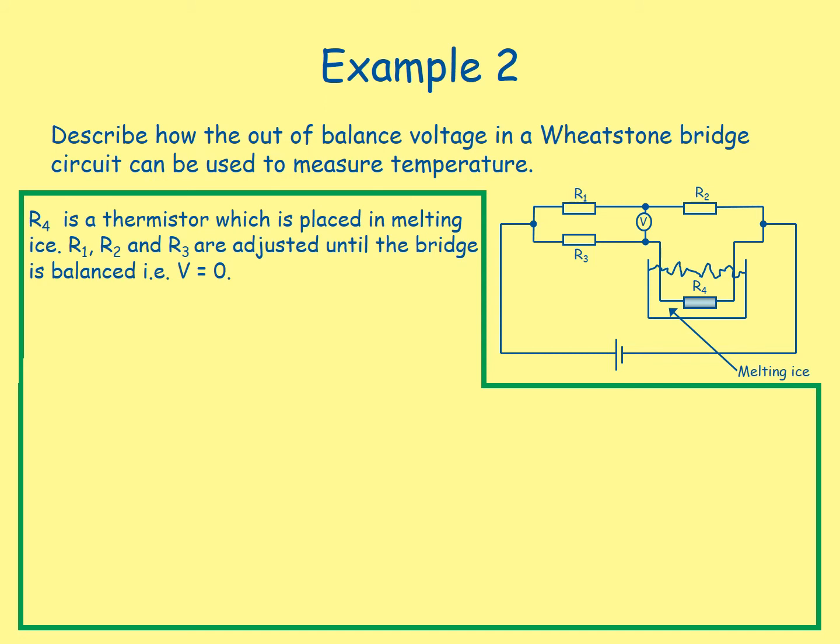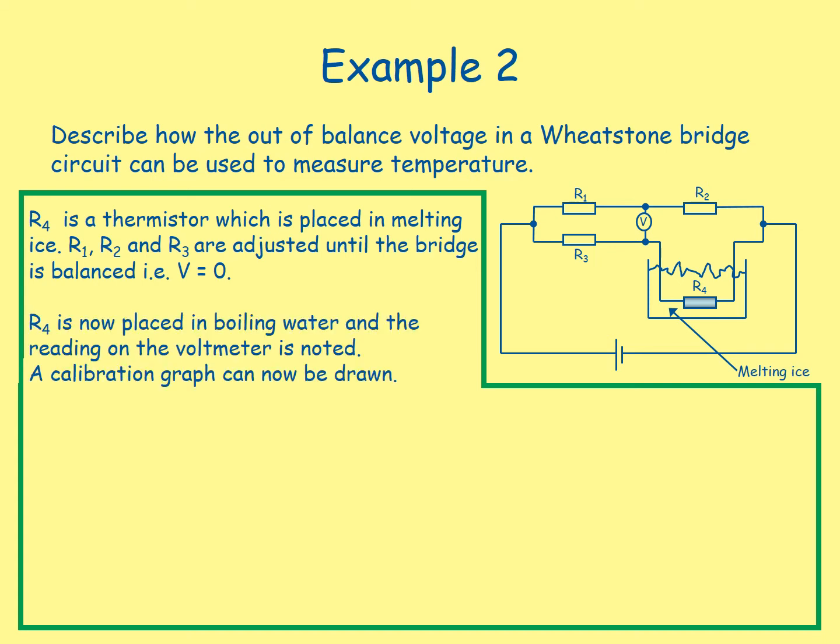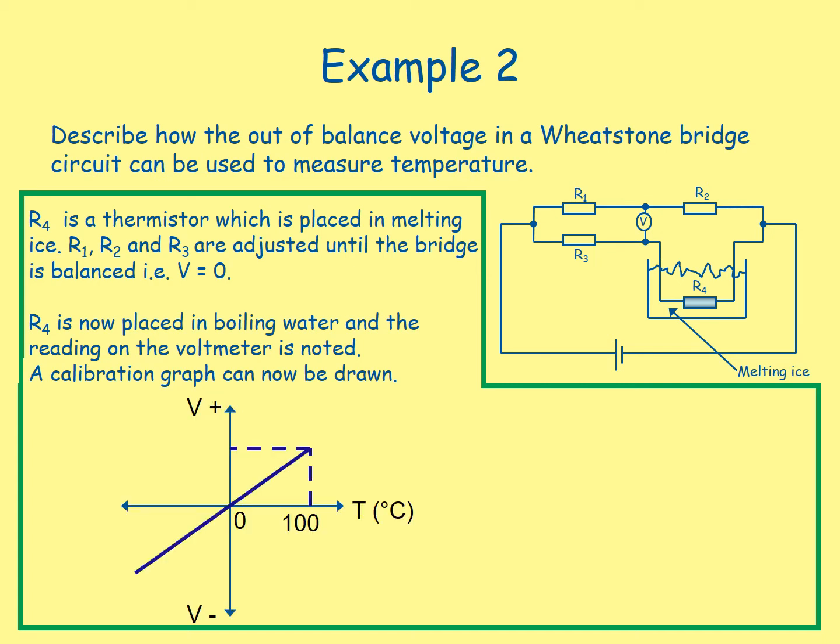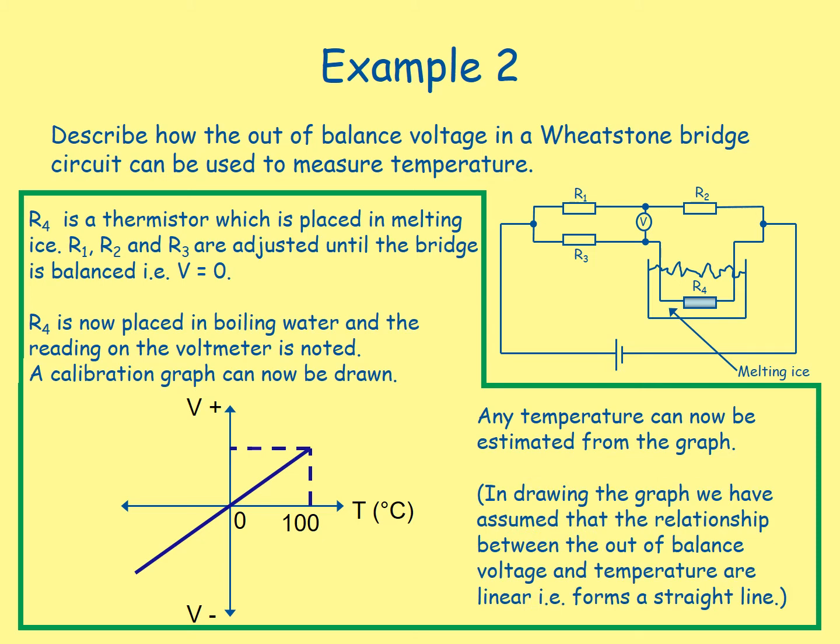R4 is a thermistor which is placed in melting ice. R1, R2, and R3 are adjusted until the bridge is balanced, i.e. until V equals 0. R4 is now placed in boiling water and the reading on the voltmeter is noted. A calibration graph can now be drawn. Any temperature can now be estimated from this graph that we've drawn. In drawing the graph, we have assumed that the relationship between the out-of-balance voltage and temperature are linear, so forming a straight line.